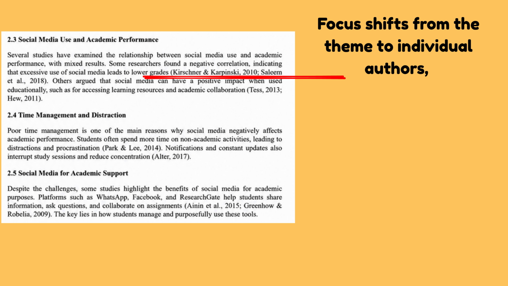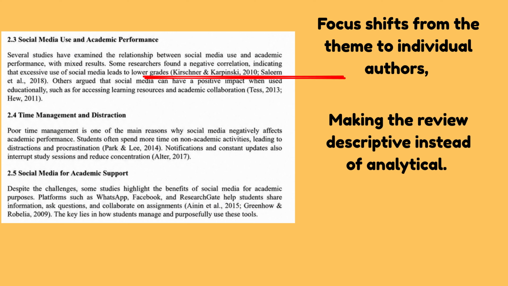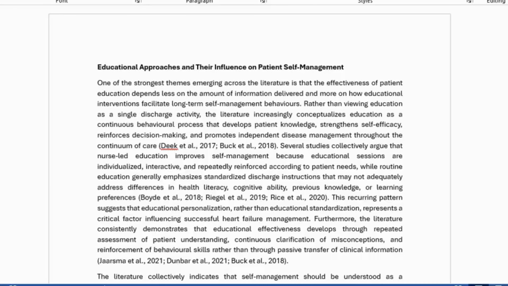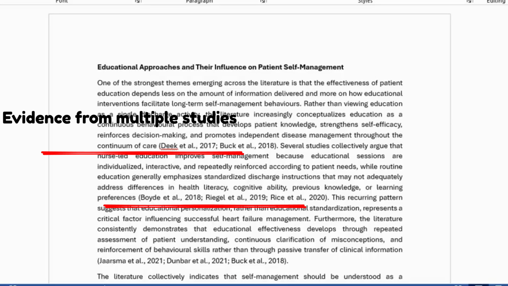The focus shifts from the theme to individual authors, making the review descriptive instead of analytical. Readers finish the section knowing what each researcher found, but they cannot identify the overall pattern, debate, or direction of the literature. A true thematic synthesis goes far beyond grouping articles under the same heading. Each theme should integrate evidence from multiple studies and explain how the literature collectively develops understanding of a specific concept.